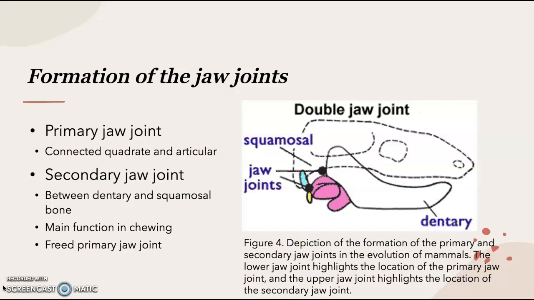This joint, because it mainly functioned in chewing, meant the primary jaw joint was freed from this function and therefore the quadrate and articular would now only function in auditory function.